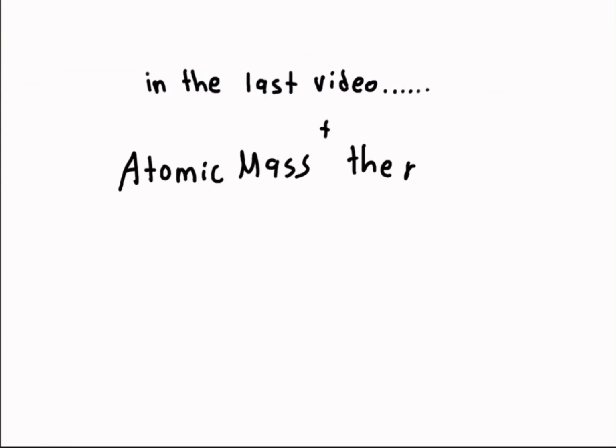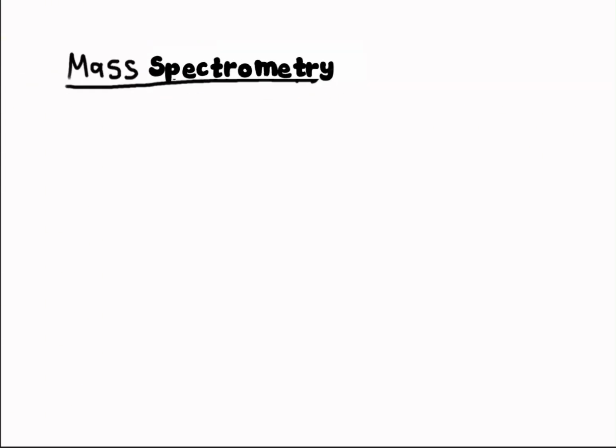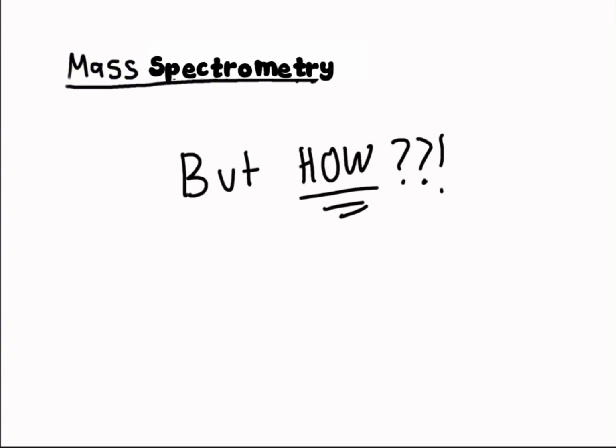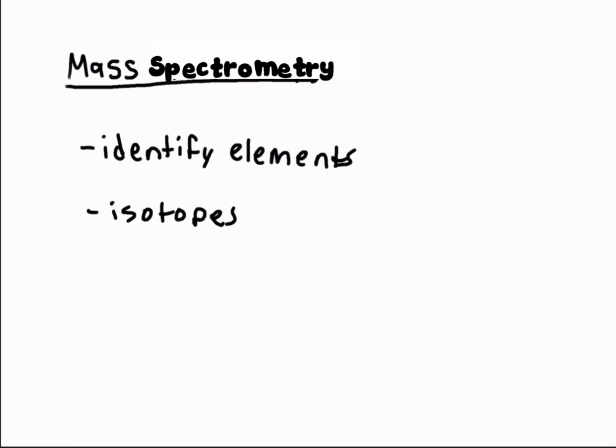Every element leaves a fingerprint, and mass spectrometry reads it. In the last video, we talked about atomic mass and the mole, but here's a bigger question. How do scientists actually know the mass of an atom? The answer is mass spectrometry. It's basically a super precise scale for atoms, and it helps us identify elements and their isotopes.